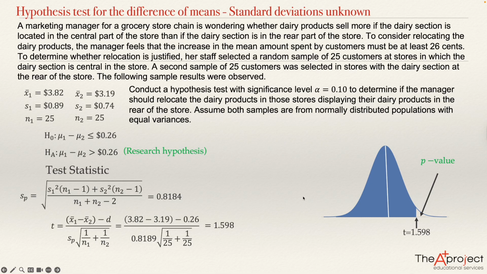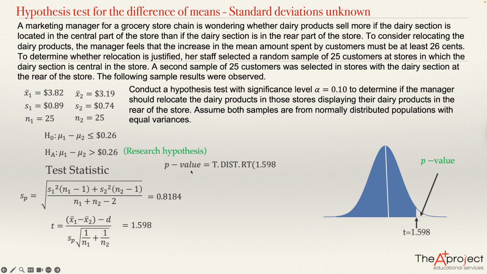For example, if you want to use Excel, you need to use the T distribution with n1 plus n2 minus 2 degrees of freedom. So 48 degrees of freedom. The degrees of freedom is written here at the bottom of this formula of the pooled standard deviation. N1 plus n2 minus 2. In this case, 48.